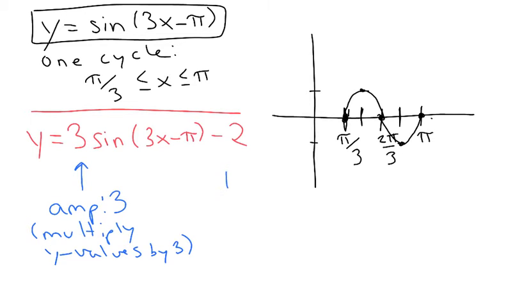Now the other vertical transformation is here. The -2, 2 is being subtracted from the value of sine. So that's going to be a vertical shift, in this case down 2.